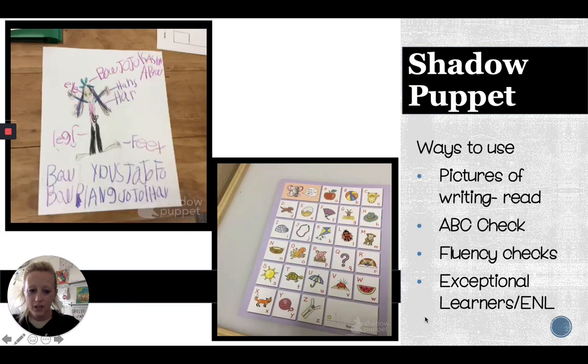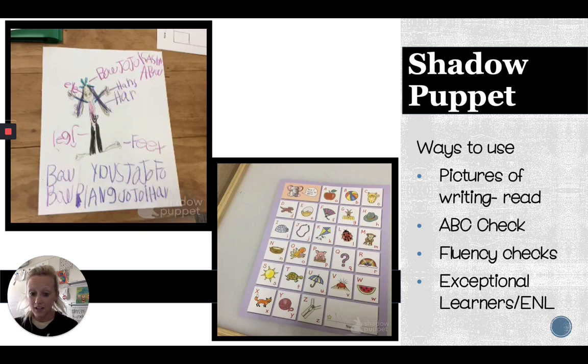The next one is Shadow Puppet. I have used this a couple different ways. The first one is they take a picture of their writing, especially at the beginning of the year. It's super helpful because they're just those beginner spellers, and although they may know what they wrote, teachers may not, or their friends may not. So then they share what they wrote.